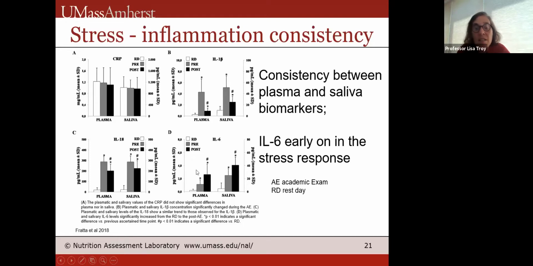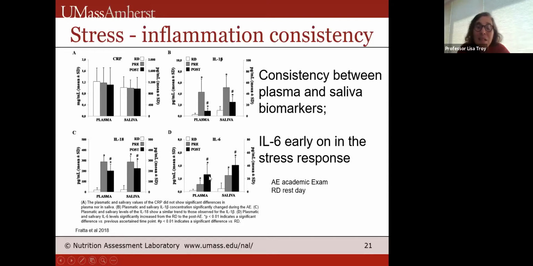When we look at IL-6, we have a different response, where the pre-exam, it is increasing, and then from the post-exam, it continues to increase. And that's true whether you're looking at the plasma or the saliva. So in the pre-exam, it's different than the rest day, and the post-exam, it's higher than the rest day.